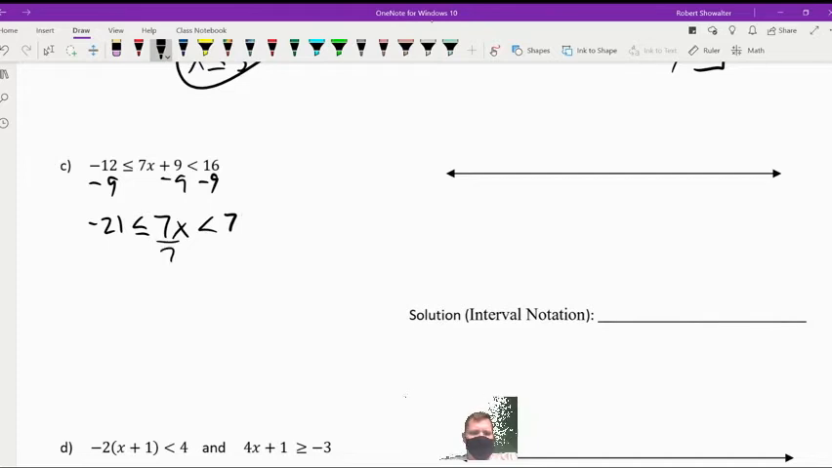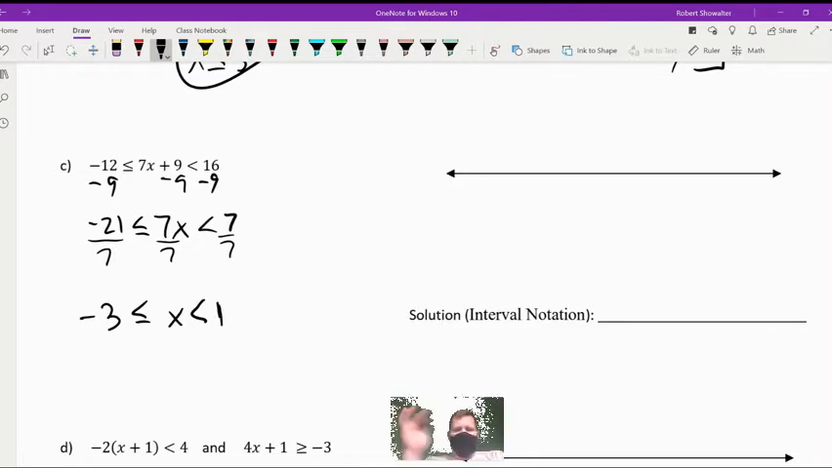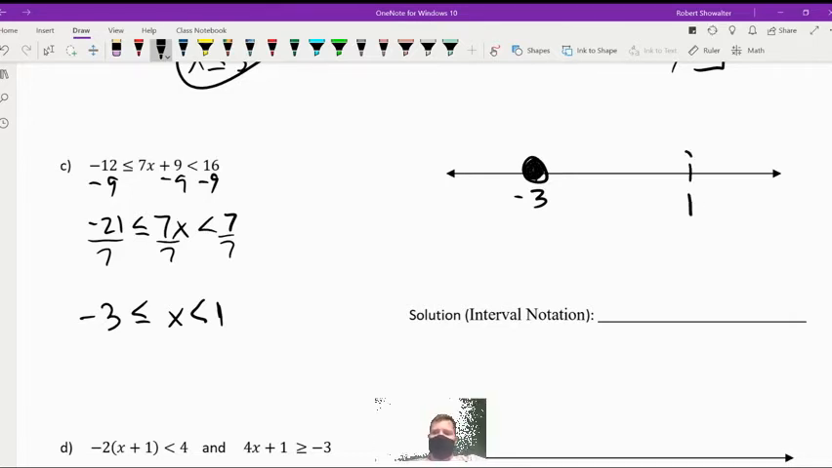We're going to turn around and divide by 7, divide by 7, divide by 7. We divide all 3 parts. Remember, my friends, there are 3 sections here, so we do it to all of the parts. Okay, here we go. -3 there, open circle, all the way to 1, open circle. Now this is between.